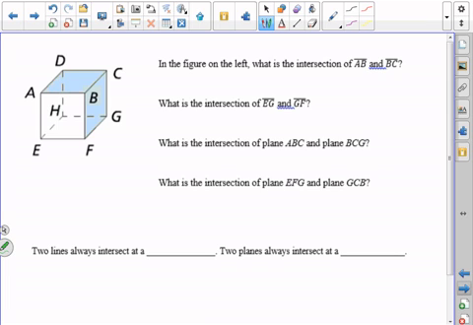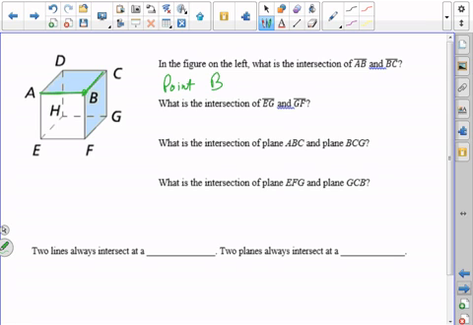Okay. So now I'm assuming you paused the video and you're coming back to it now. So AB and BC, where do they intersect each other? Well, AB and BC on the diagram, they both touch each other at point B. So here I would say they intersect at point B.